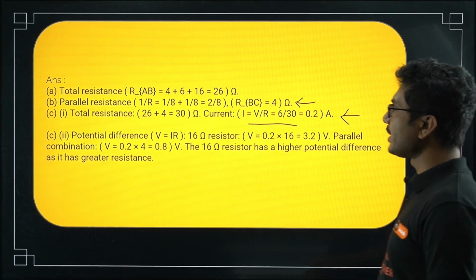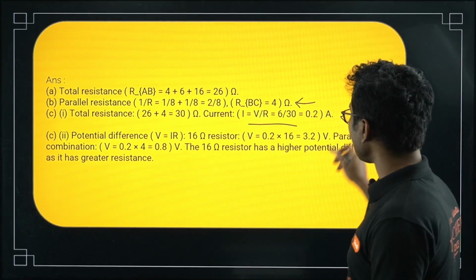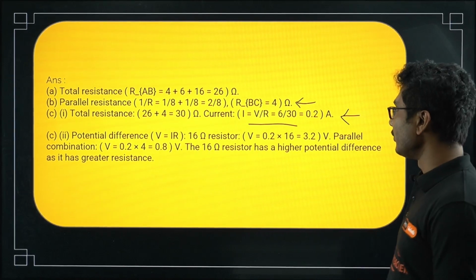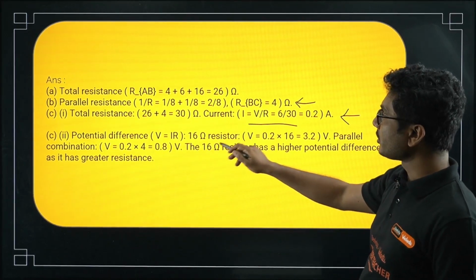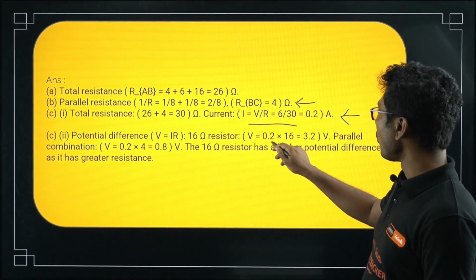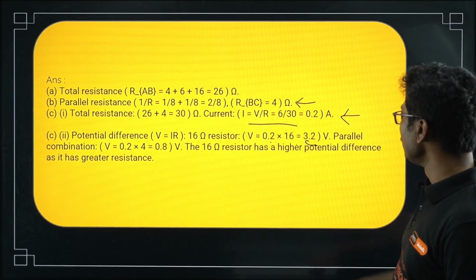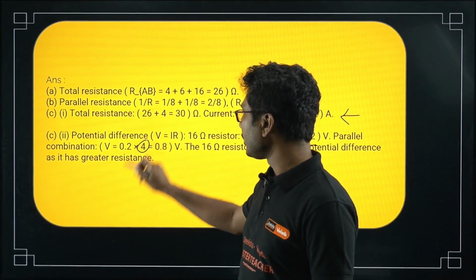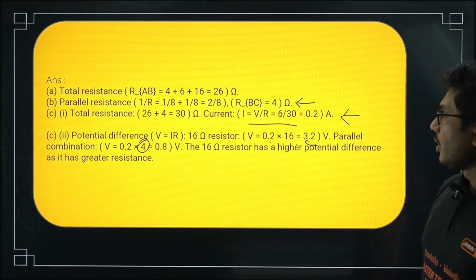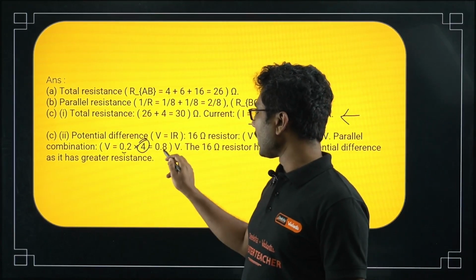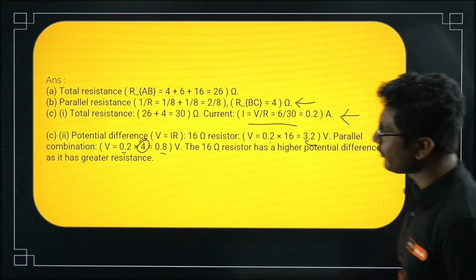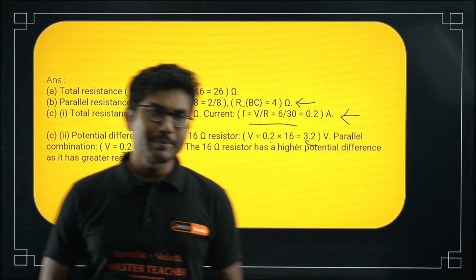So potential difference across the 16 ohm resistor. Now you have to calculate the current, then you can use this to calculate the voltage. So potential difference across 16 ohm resistance is 0.2 into 16, that is 3.2 volt. What is the total resistance of the parallel combination? Total resistance is 4. So 4 into 0.2, that will be 0.8 volt. So the 16 ohm resistor has a higher potential difference compared to the resistors in parallel.